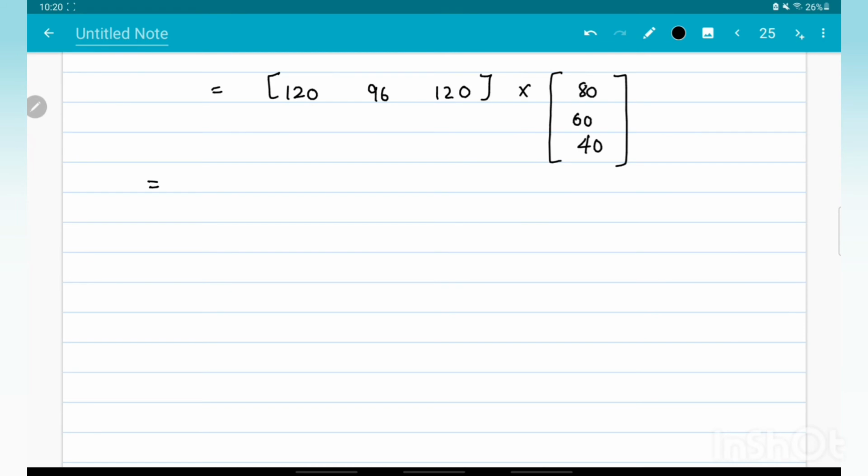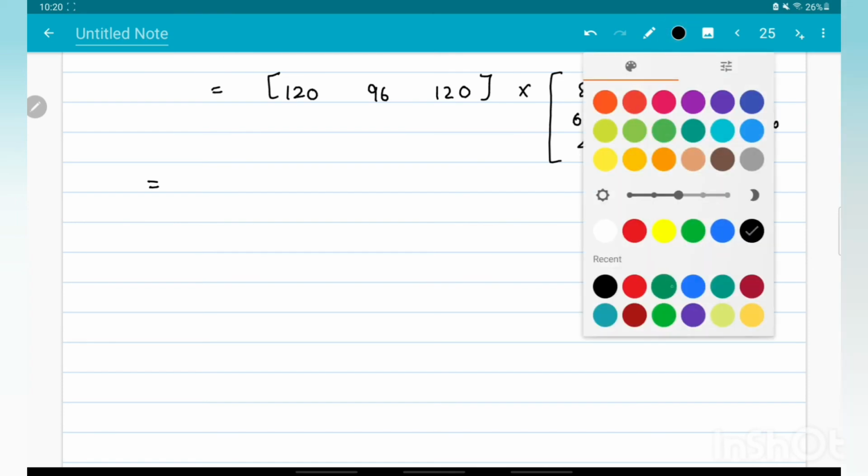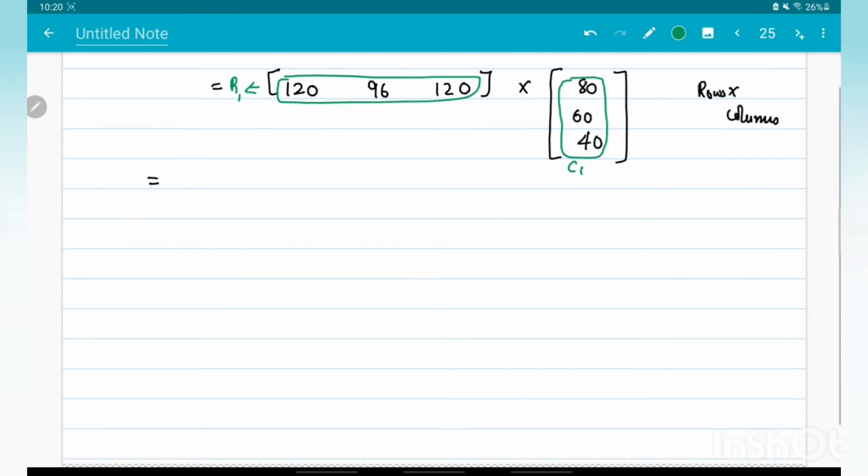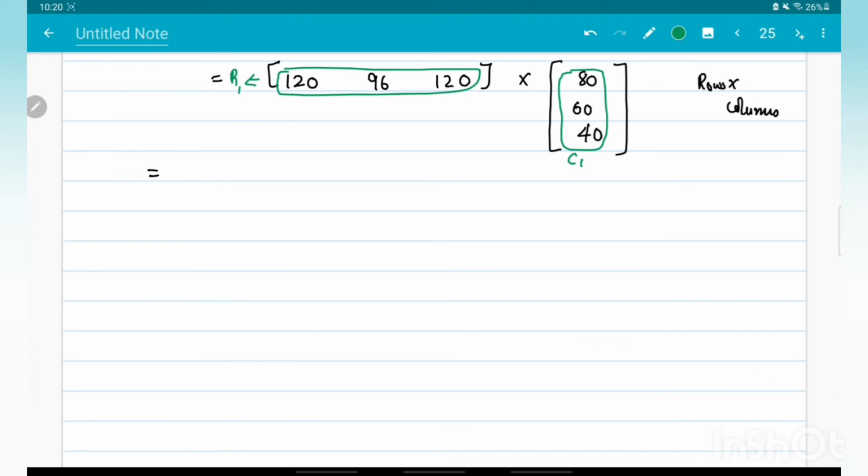So what is my first step? What do I have to do? I always multiply rows into columns. That is, the rows of the first matrix will be multiplied with the columns of the second matrix. This is my first row. There is only one row in this and only one column in this. So I multiply rows and columns. Okay, so the first element will be multiplied with the first one, the second with the second one, and the third with the third one.